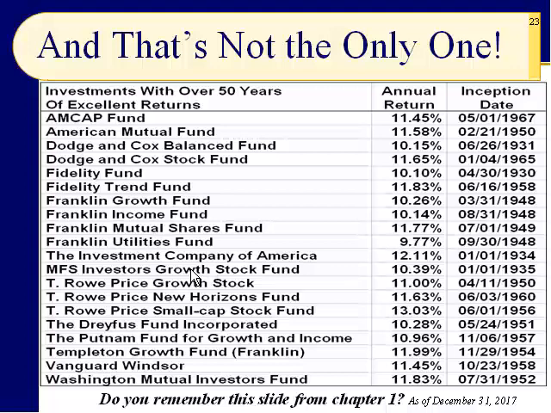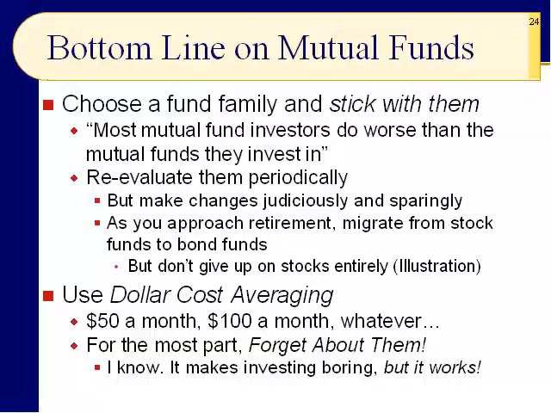But check these out. These have been around for more than 50 years. 11 and a half, almost 12. 12, there's the Investment Company of America. 13, T. Rowe Price small cap stock fund since 1956. Go back to chapter 1 and rerun those future value calculations with 13%. Yeah, that's an eye-opener.